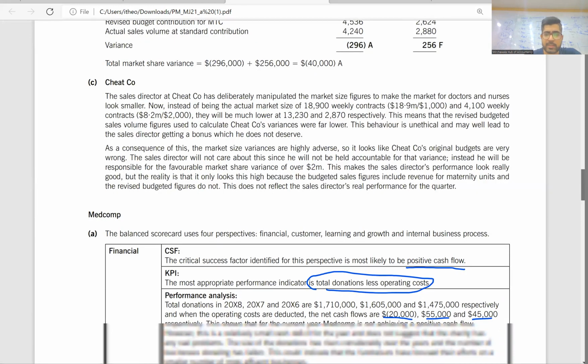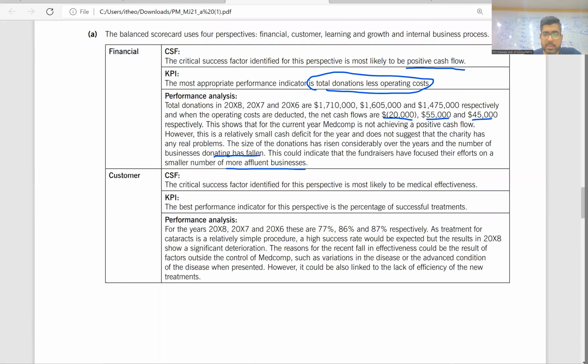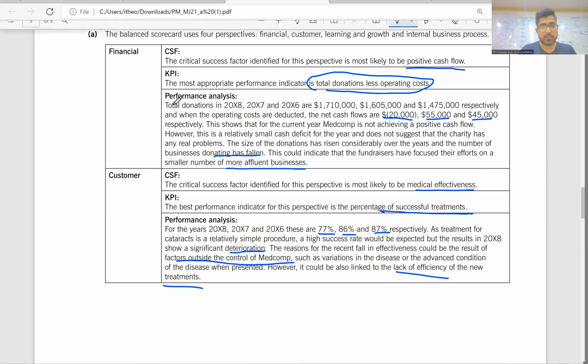Customer: the critical success factor is medical effectiveness, and the best performance indicator is the percentage of successful treatments, and as I told you, 77, 86, 87. As treatment is simple, a high success rate will be expected, but results show a significant deterioration. The reasons could be factors outside the control of MEDCOMP. So maybe some people will say that this is not the fault of MEDCOMP. It may be due to other factors. In the commentary, you have the right to share your own views. It could also be linked to lack of efficiency of new treatments, as I told you. So whatever stance you take, just justify it. This question seems difficult to students, but these are easy questions.